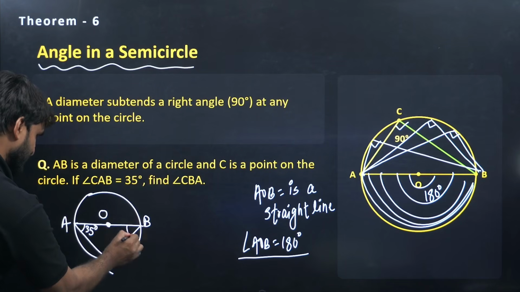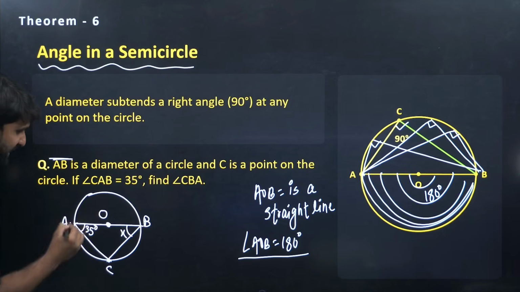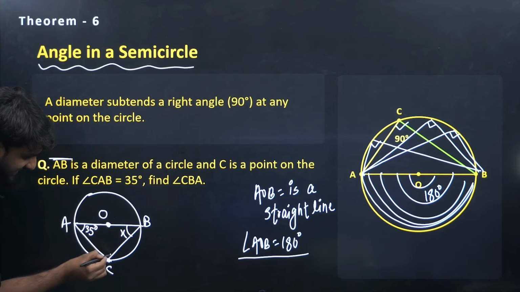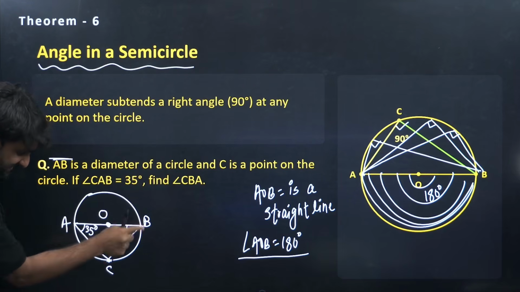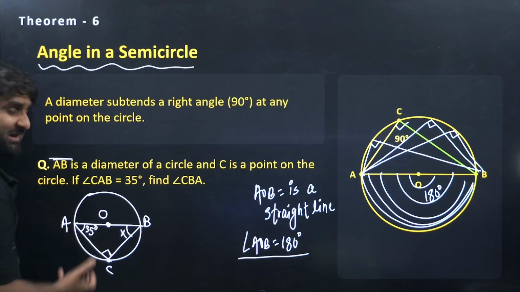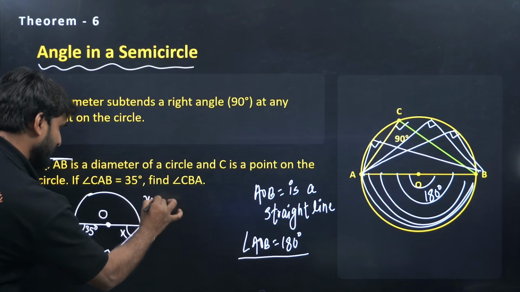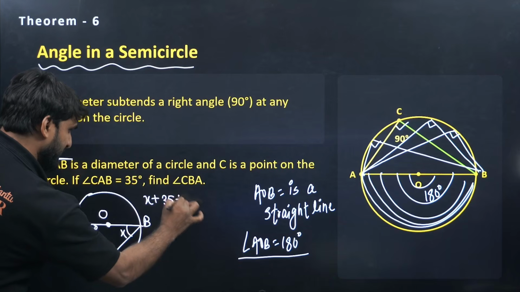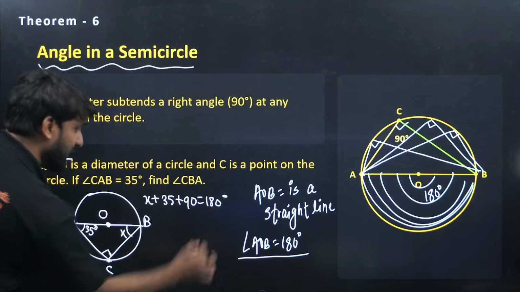Okay, we have to find this. For example, this is X. What will be this angle? If AB is a diameter, so this angle has to be 90 degree according to this theorem, because this angle is in semicircle, because AB is diameter. So we have a triangle ABC, and in any triangle we know the sum of all the angles is equal to 180 degree. So X plus 35 plus 90 is equal to 180 degree according to angle sum property.